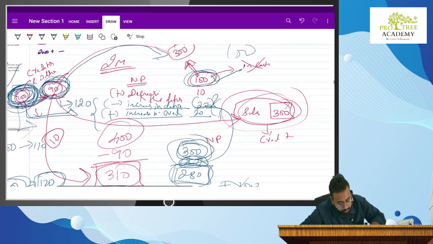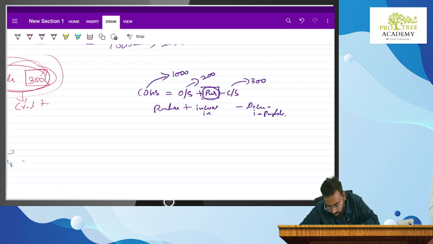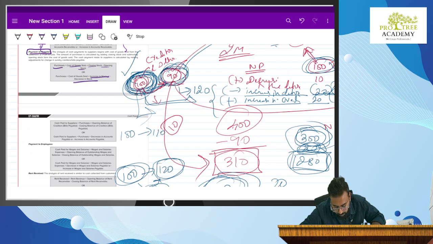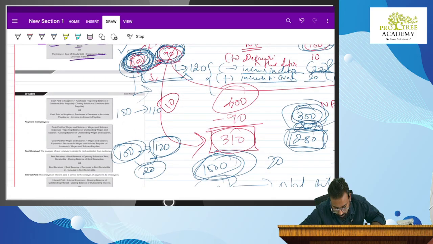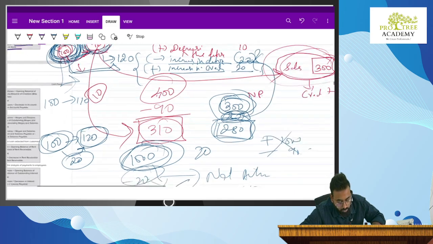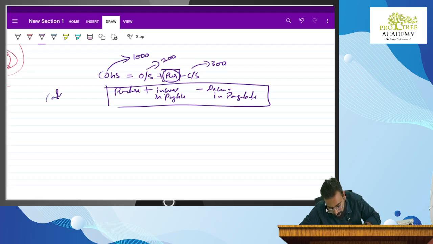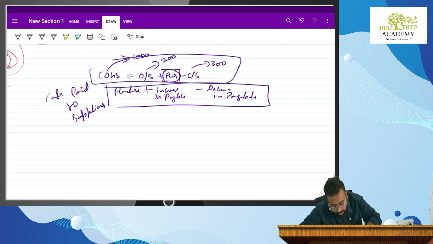Sorry, not payable, stock. Increase in stock minus decrease in stock. Sorry. No, no, no, no. One second, wait. This is correct only. I was only confused. Hold on. I just saw your book and missed it. Increase in payable, decrease in payable. This is only correct. This will give us cash paid to suppliers. Clear? This will actually give us purchases.